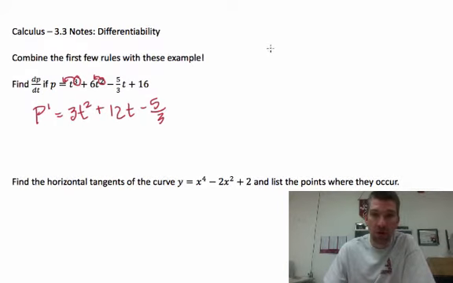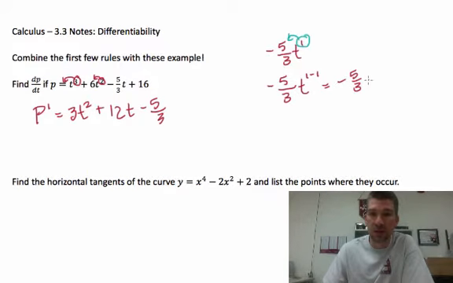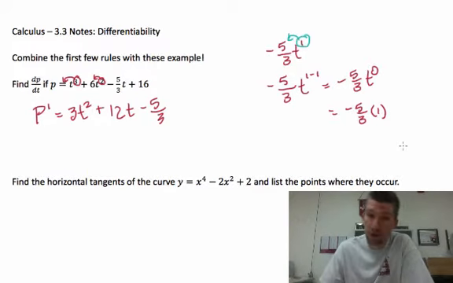This one that may be a little tricky is negative 5/3 t. Remember, this is t to the first power. So when I take that 1 up there and I multiply it by negative 5/3, I still get negative 5/3, okay? But what happens is my t now has 1 minus 1 as its power. So this is negative 5/3 t to the 0, which is going to be negative 5/3 times 1. Anything to the 0 power is 1.